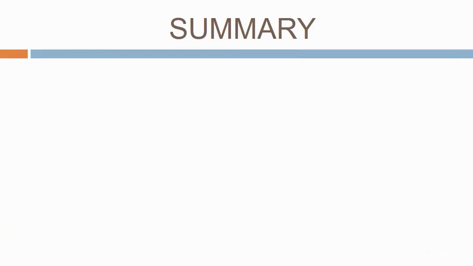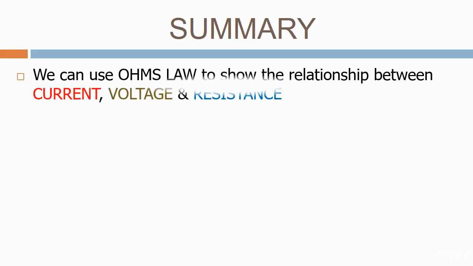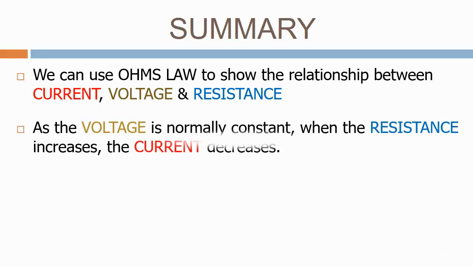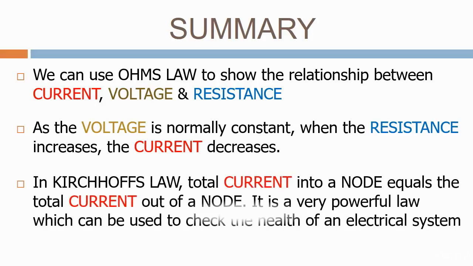Let's summarize what we've learned today. We can use Ohm's law to show the relationship between current, voltage and resistance. As the voltage is normally constant, when the resistance increases, the current decreases. In Kirchhoff's law, total current into a node equals the total current out of a node. It is a very powerful law which can be used to check the health of an electrical system.